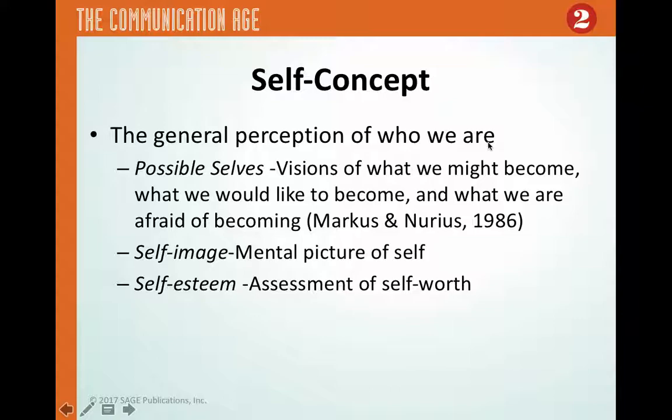And all this boils down to our self-concept. This is the general perception we have of who we are. We can break it down into three big categories. It's our possible selves. This is a vision of what we might become, what we would like to become, and what we are afraid of becoming. So this is when you're envisioning your future, what your career looks like, what your family life looks like, what the house you want to buy looks like, what your accomplishments look like. This is kind of your vision of who you are and who you want to be.